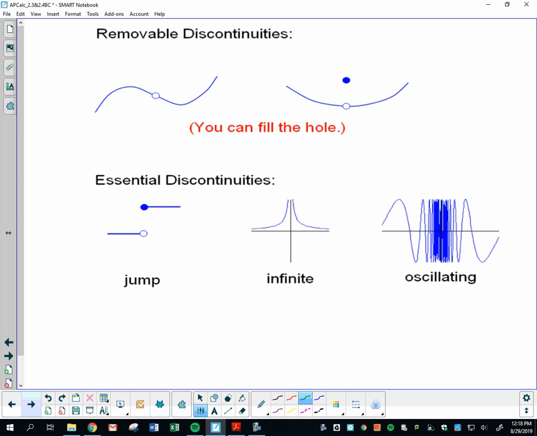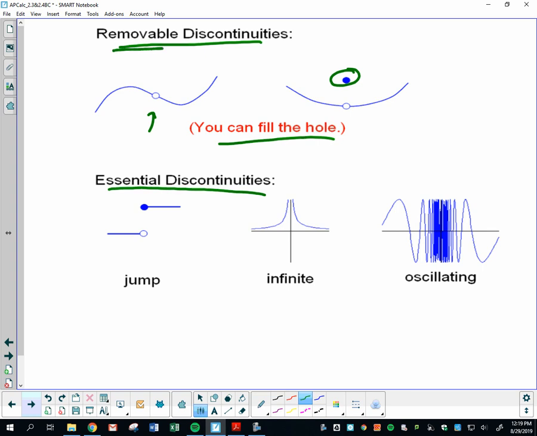If you have a discontinuous function, these are two examples here, where you have a hole and the function value either is absent or is different than the limit. These are what are called removable discontinuities, and you can fill these holes by a little bit of algebraic manipulation. These are called essential discontinuities, or discontinuities where you cannot remove them.